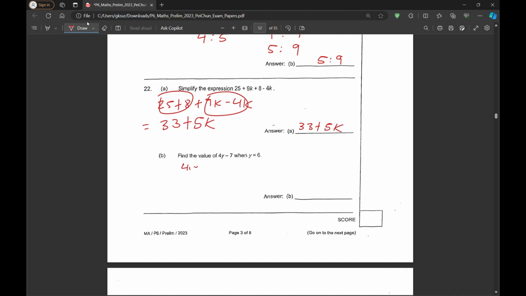Find the value of 4y minus 7 when y equals 6. So substitute y as 6, which can be written this way, or 4 times 6 minus 7. By order of operations, we have to do what's inside the bracket first, then the multiplication, then you minus off, which will give us 24 minus 7, 17 for question 22B.